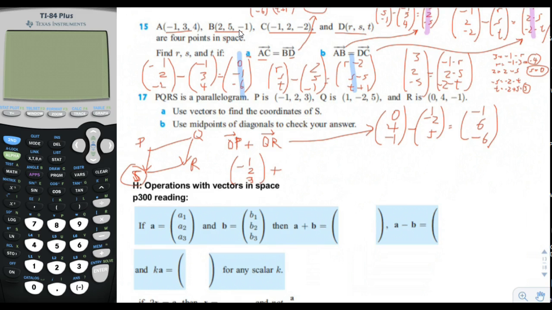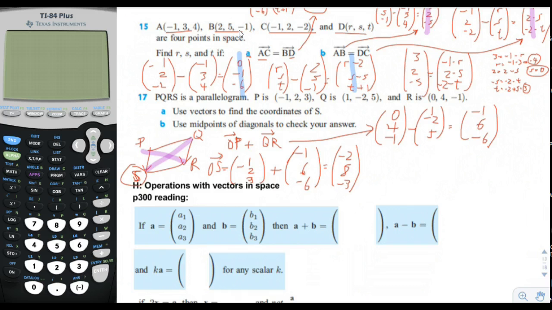So now I'm going to add this, and I should get -2, 8, -3. This should be the OS position vector. The point S should be -2, 8, -3. Use the midpoints of the diagonals to check your answer. So what we should do here is we're going to find PQ and QS.